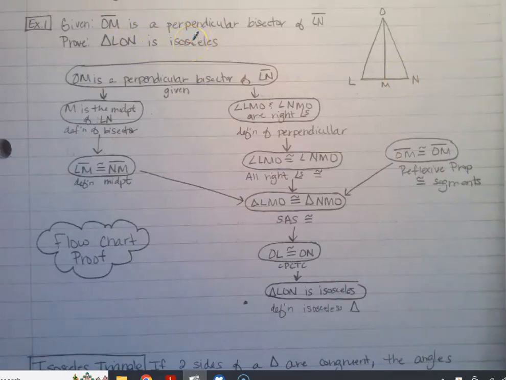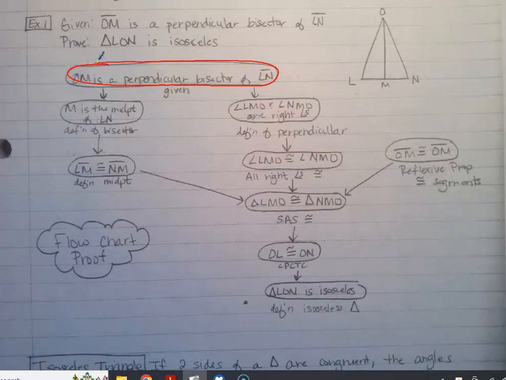What's an isosceles triangle? Two sides are equal. Okay, so we want to prove that two sides are equal. So we take this idea that OM is a perpendicular bisector of LN, and we write, well, that's given. My statements are circled.